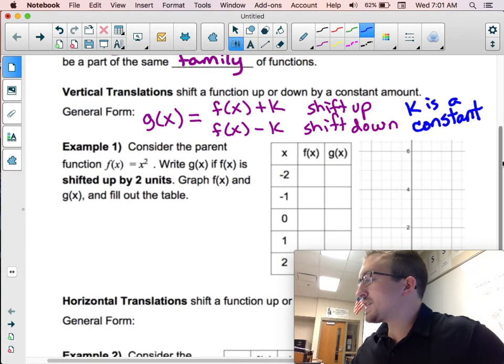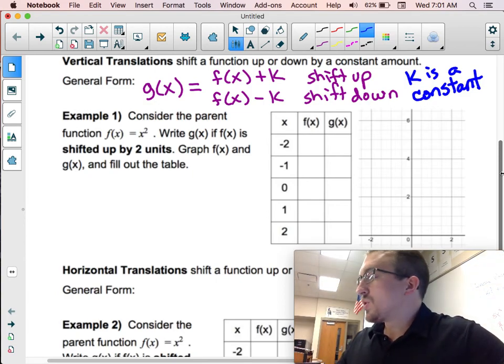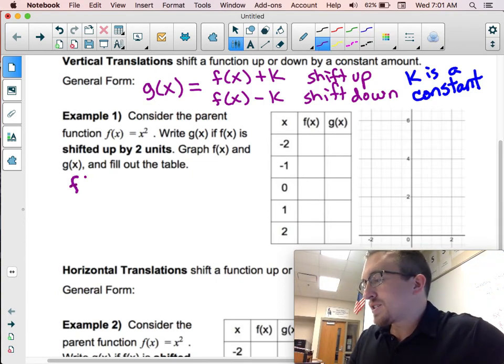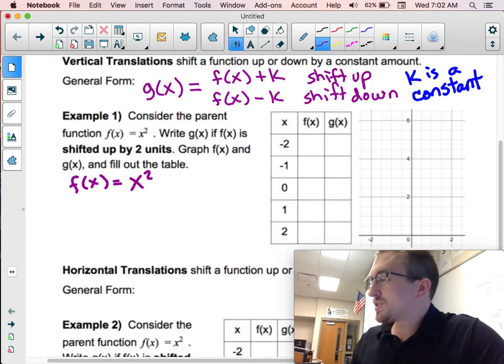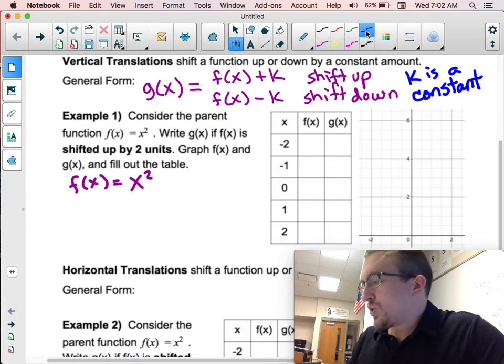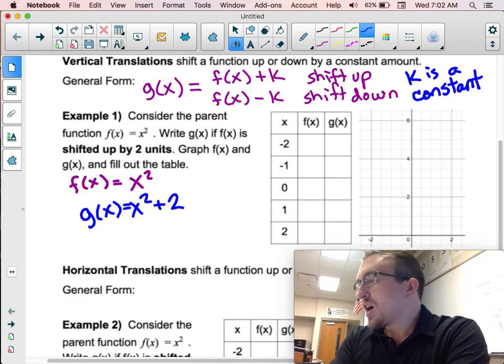Okay, so let's take an example. Let's consider the parent function x squared. So our parent function is f of x is equal to x squared. Write g of x, its transformation, if f of x is shifted up by 2 units. Well, if we follow my rule up top, g of x is equal to x squared plus 2. Shift up by a constant amount, 2. Graph f of x and g of x and fill out the table.